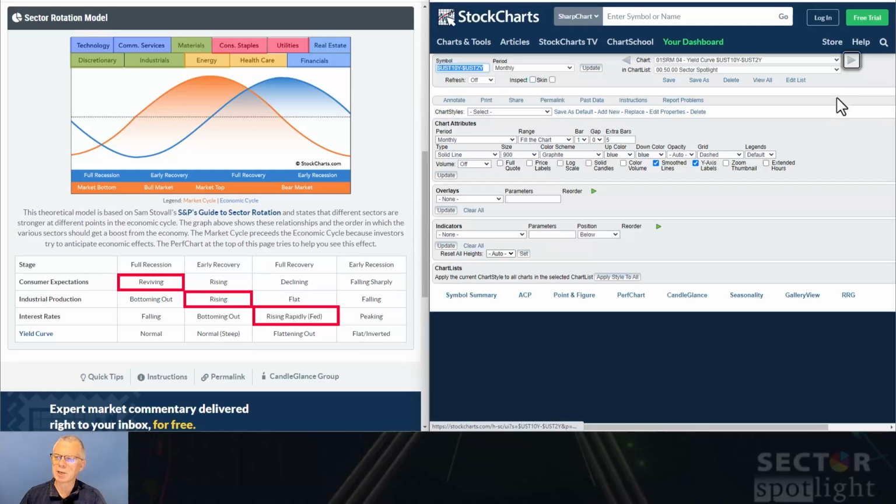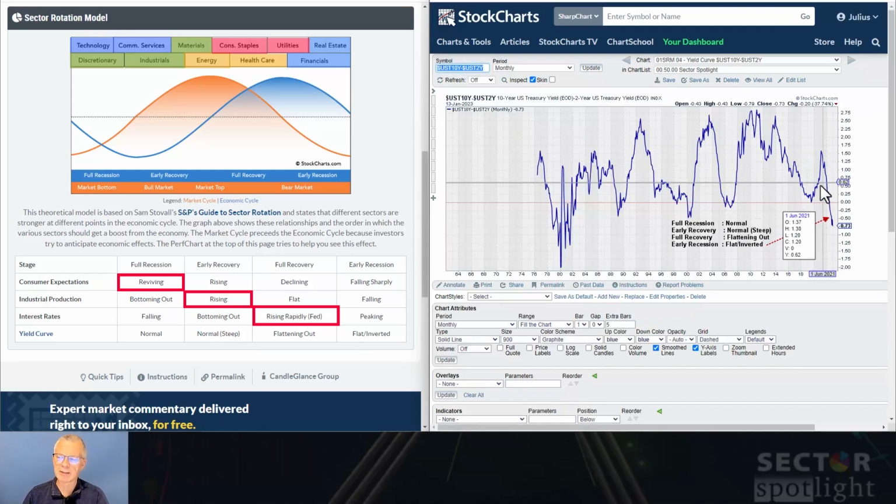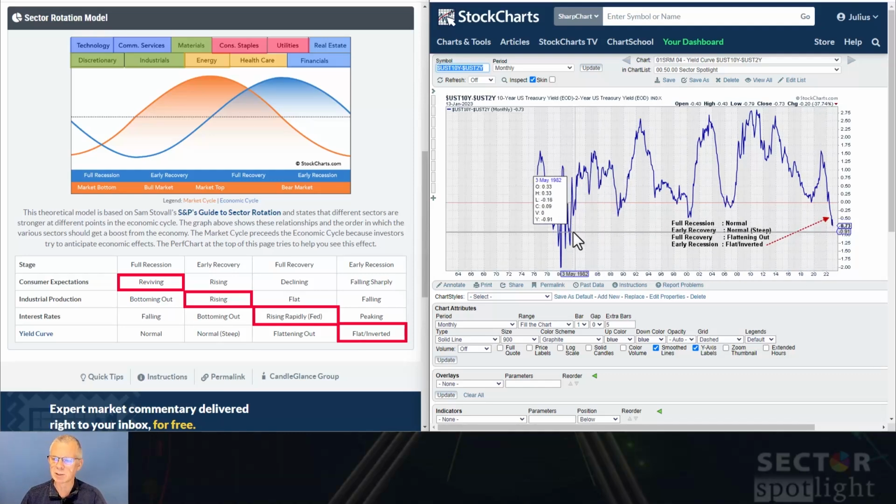And then the last one is the yield curve. Well, there's no doubt about that. That is still inverted. Seriously inverted, I've got to say. You can see, going back here, you've got to go back to the early 80s to see the yield curve being inverted as strongly as it currently is. And also for quite a while. That's also something that is quite interesting to see. So early recession here.